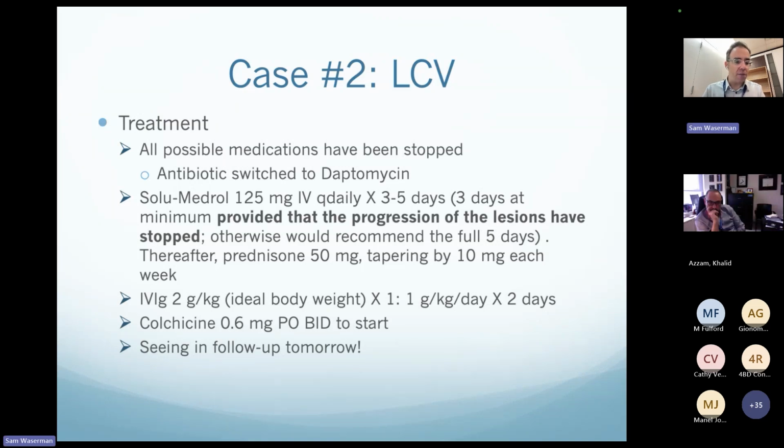And then also, speaking of adjuvants, do no harm: colchicine, which I started at 0.6 milligrams twice daily, and I'm going to be seeing her in follow-up tomorrow.